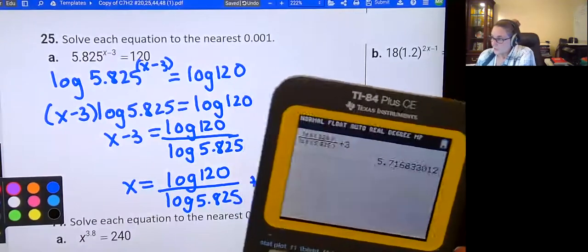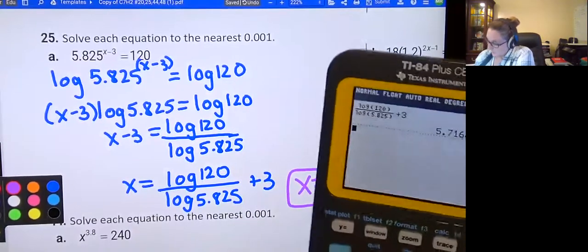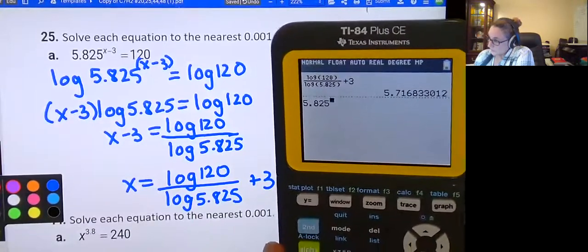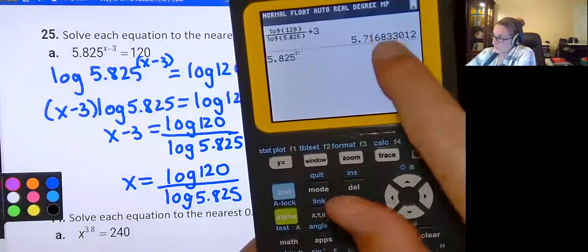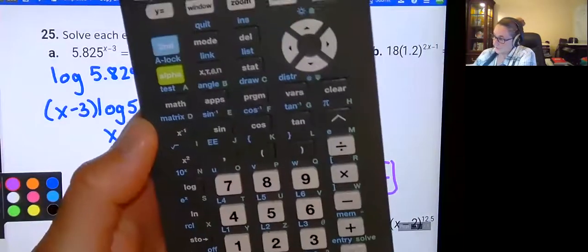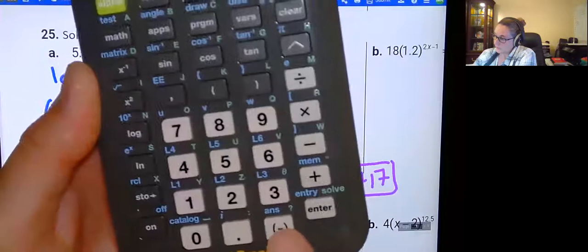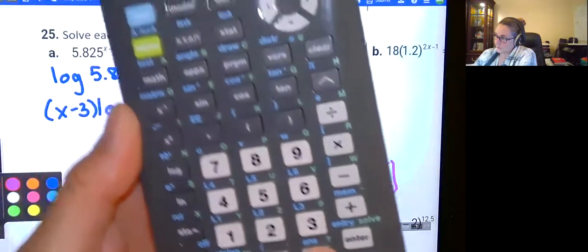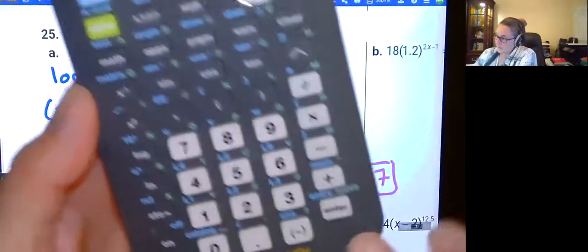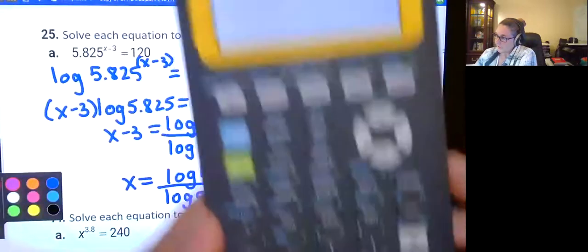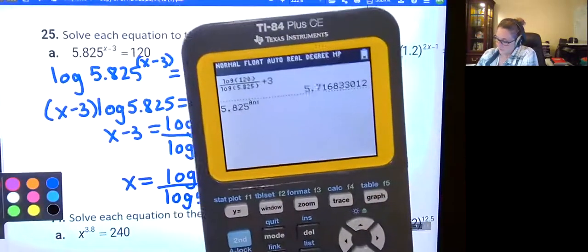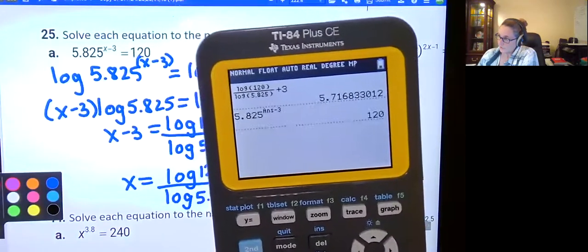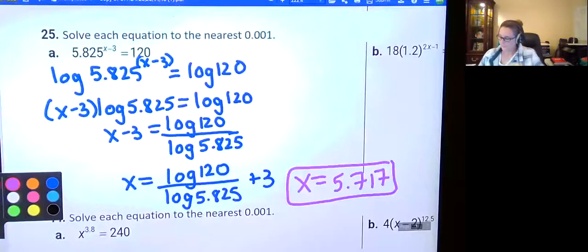And if I wanted to check that, I can put in my calculator 5.825 raised to, and I want this answer. But instead of snagging it from above, if I come down to where the negative sign is, there's the word answer, but I need to hit the blue second button first. So I hit the blue second button, and then this, and it takes the last answer I did, and then it was -3. All that's still in the exponent, and I should be getting a 120. So I know I have the right answer.